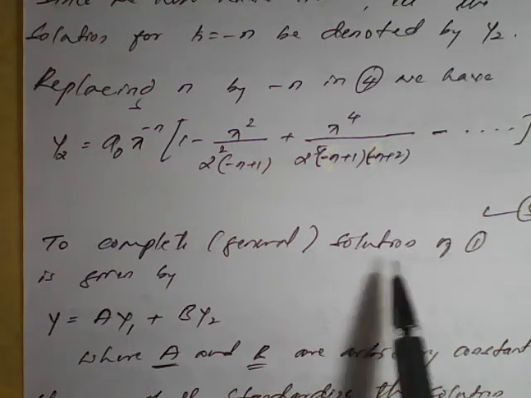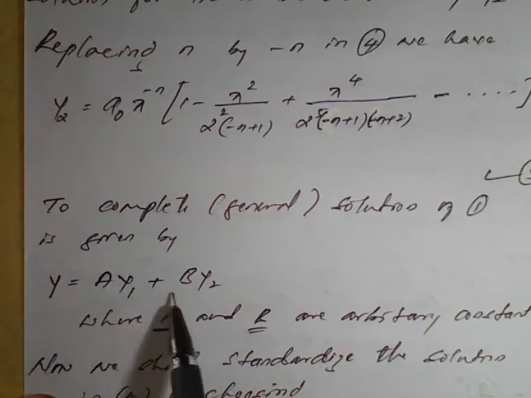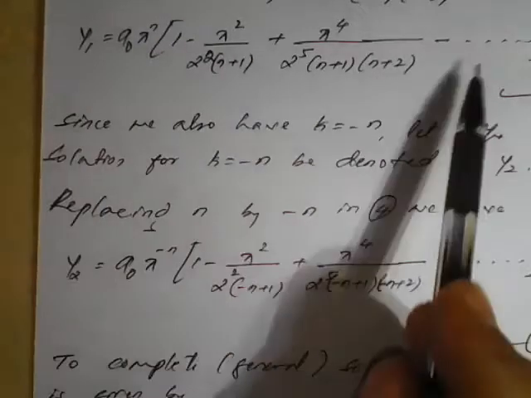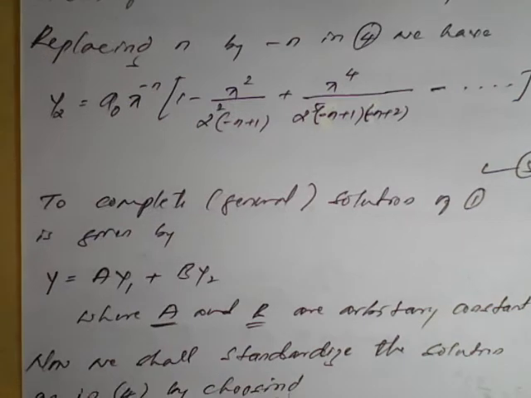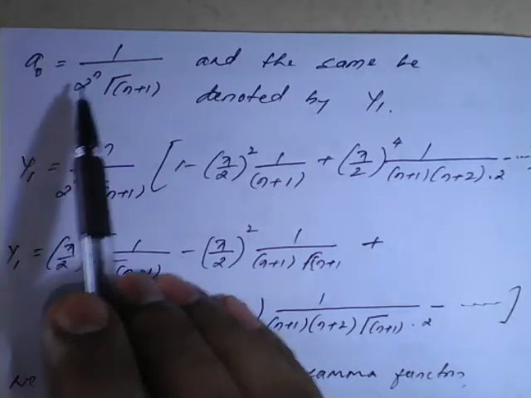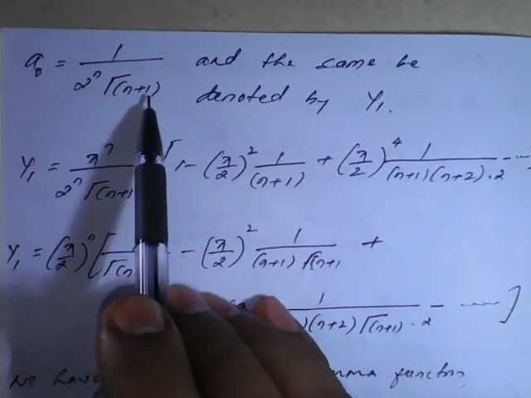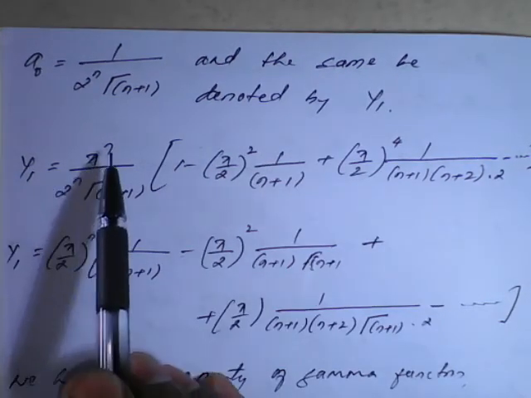To complete the general solution of equation number 1, we consider y is equal to a into y1 plus b into y2. Y1 is the equation number 4 result, and y2 is equation number 5. Y1 is when k is equal to plus n, and y2 is when k is equal to minus n. On simplification, we shall standardize the solution in equation number 4 by choosing a0 equal to 1 upon 2 raised to n gamma of n plus 1, and the same is denoted as y1.